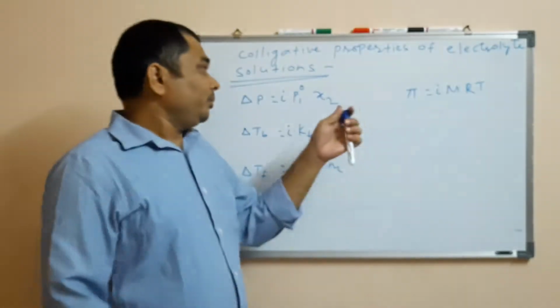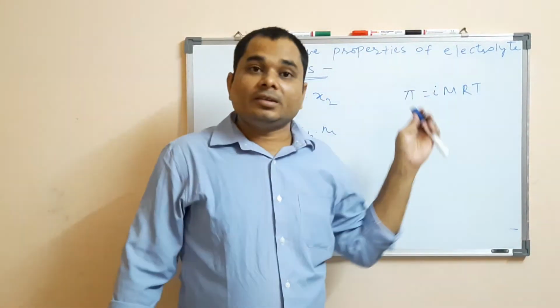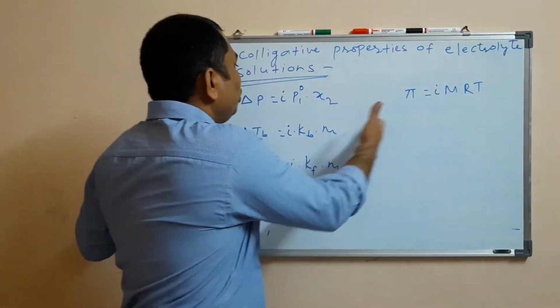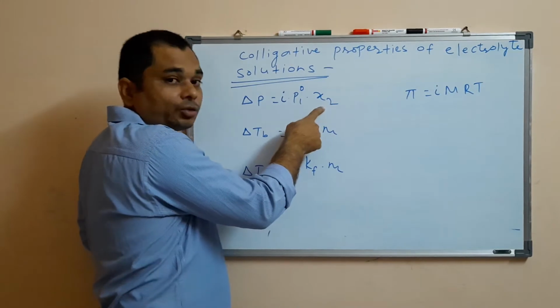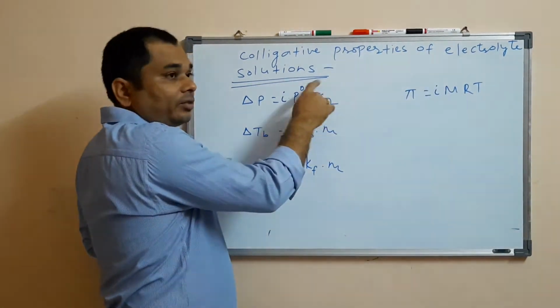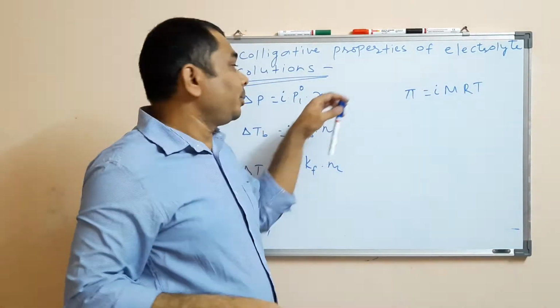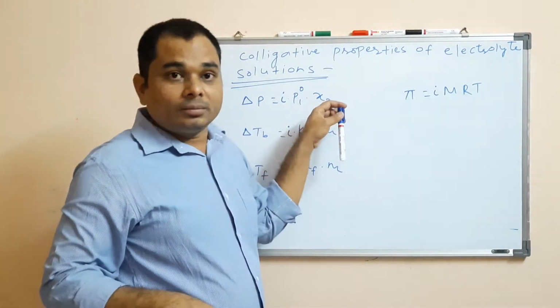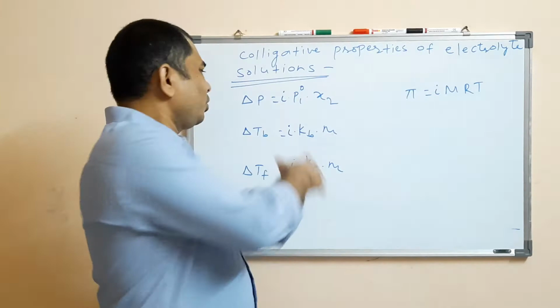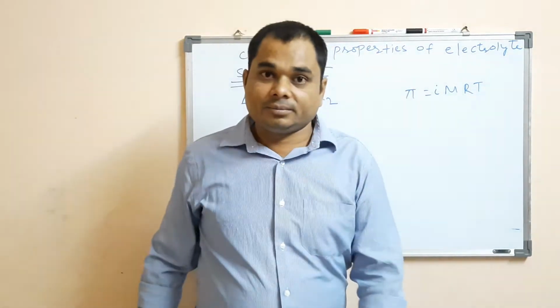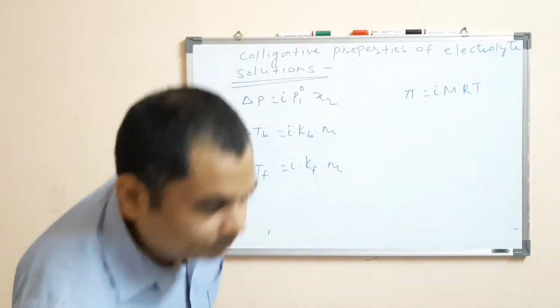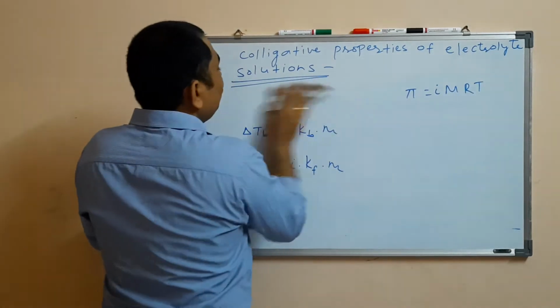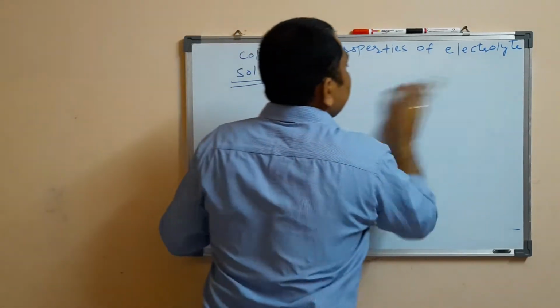Okay, similarly, we can calculate molar masses by using this. See, molar mass we know how to calculate. See, X2 is there. So in this case, we will add what? W2 divided by M2 upon W1 into 1000. So by using this we will calculate. Okay, so this is your application of Van't-Hoff factor.